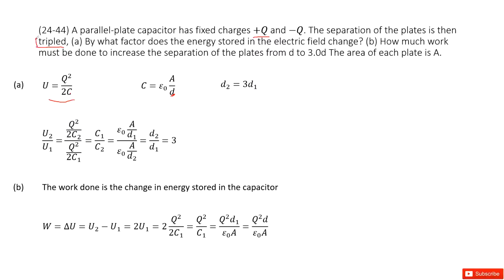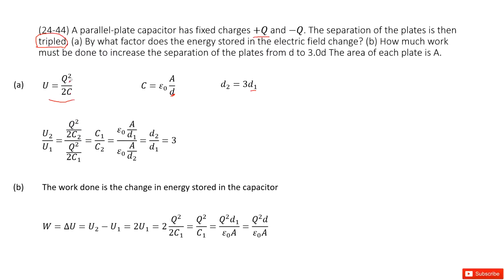It tells you the key: D2 equals 3 times D1. We can consider D1 as the initial distance and D2 as the final distance. So the final distance equals 3 times the initial distance. This is how the capacitor changes, right? Now we need to find the energy change in this process. So we use the final energy U2 divided by the initial energy U1, and then we input the energy expressions.